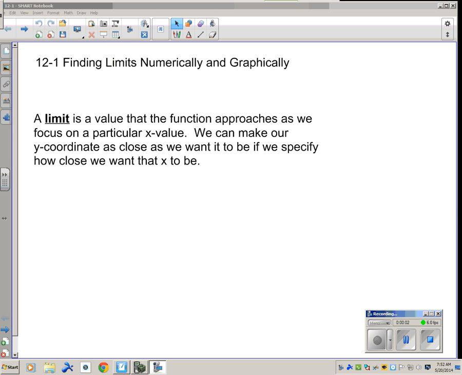All right, so today we are going to start our brand new unit. It's on limits and derivatives. So today we're going to focus in on the first section here. It's 12.1, finding limits both numerically and graphically.